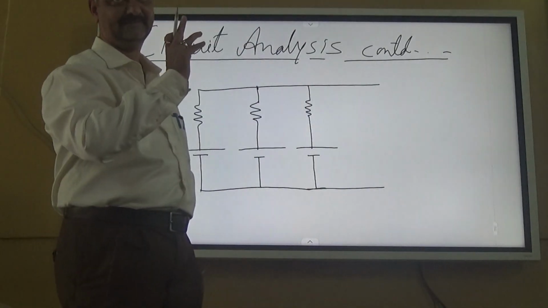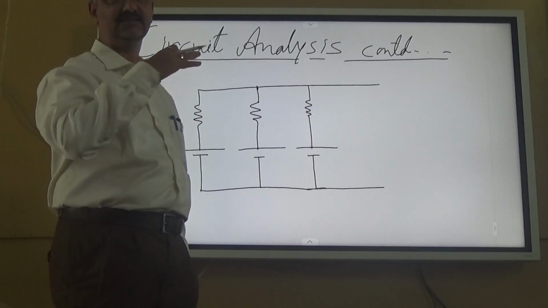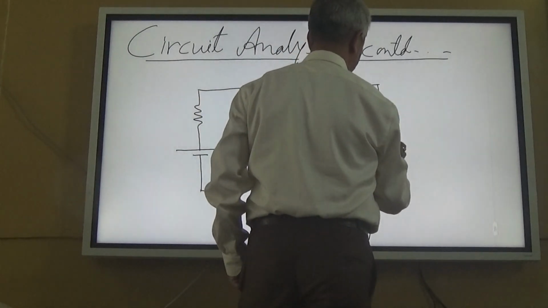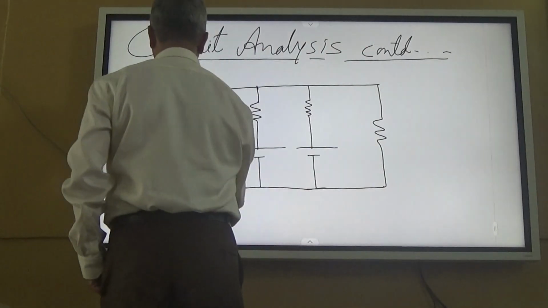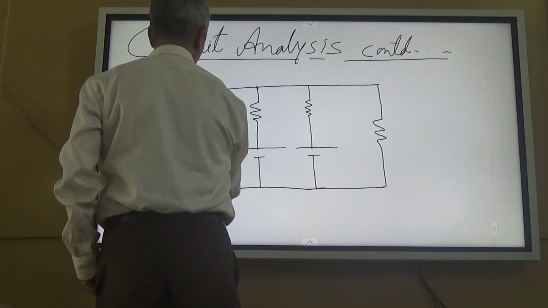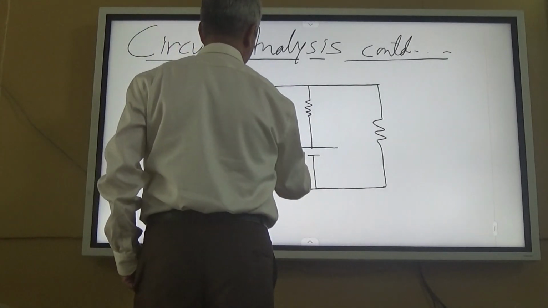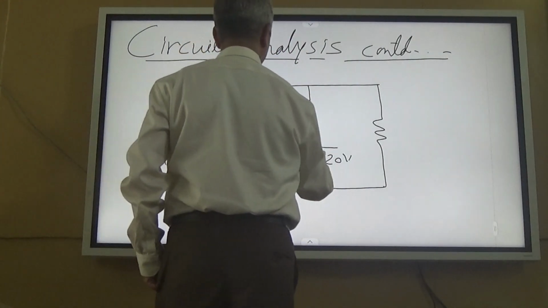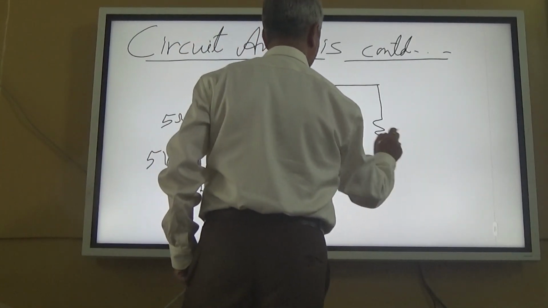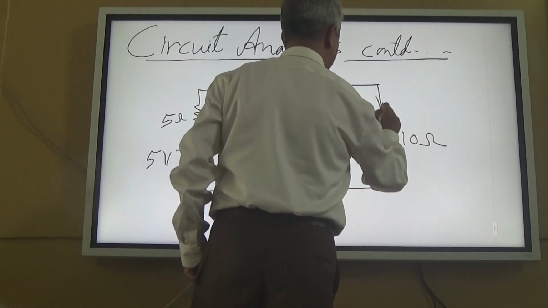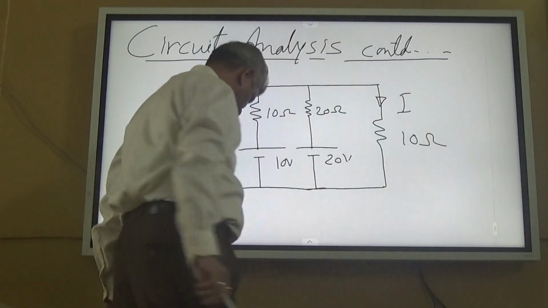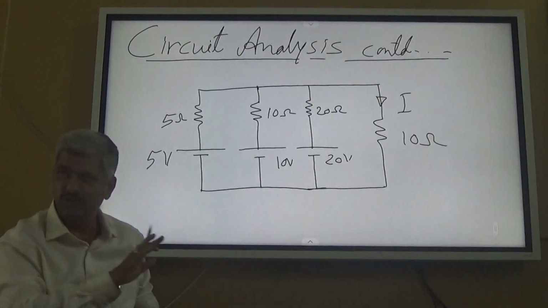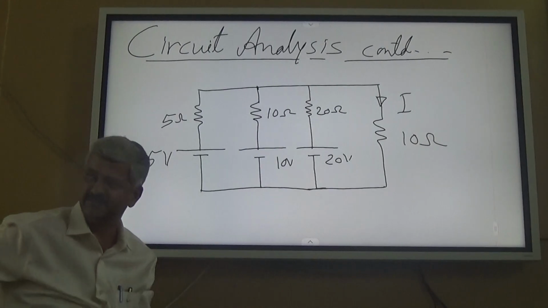an equivalent circuit. In that case, you need not find the current. Now here in a question like this, it's a very simple circuit I am taking: 5 volts, 5 ohms, 10 volts, 10 ohm, 20 volts, 20 ohm, and this is 10 ohm. And the question is find I. Right? Is it okay?